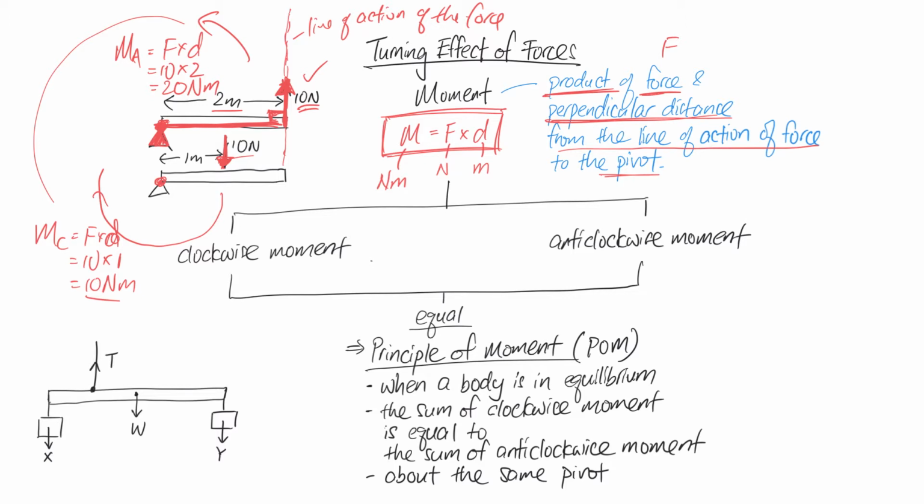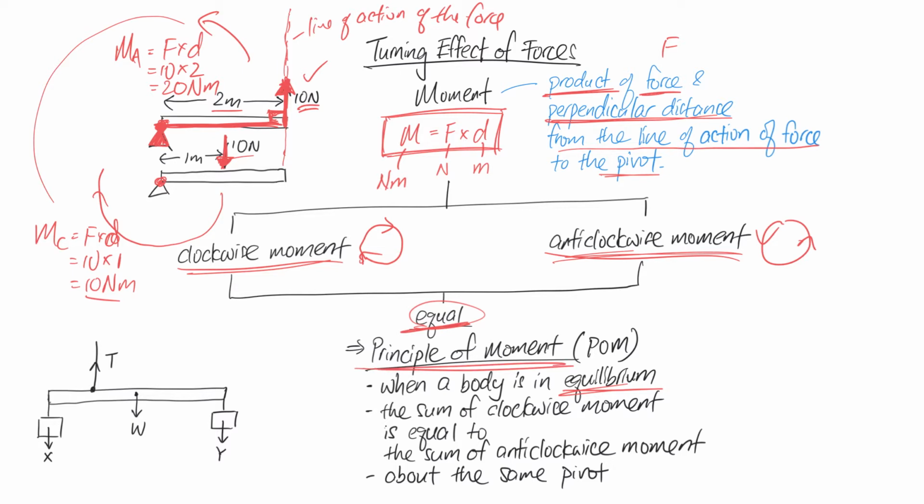So there are only two types of moment. Either it is clockwise moment, you can follow your analog clock, it will be going in this way that you're familiar with, or anti-clockwise moment, so it's going this way. For a system, if the sum of clockwise moment and the sum of anti-clockwise moment are equal, we say that the body is in equilibrium or balance. And when that happens, you can say that it obeys the principle of moment.